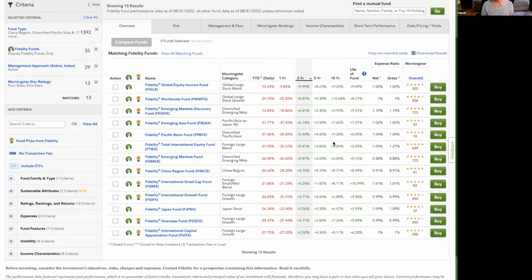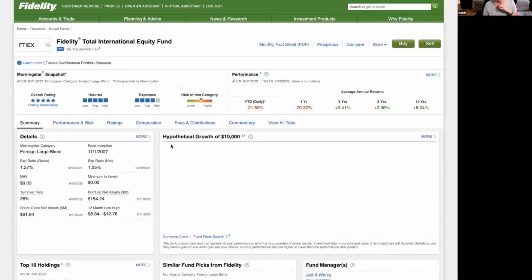So we can look here at their 10-year returns, and overall life of the fund, what those returns have been. So we can see that, and like we were talking about, the S&P 500 has been doing pretty good. So this isn't so awesome what we're looking at there, but let's go ahead and pick one. Let's see, all 13 results here. Yep. This one's not too bad. Total international equity, this is a Fidelity.